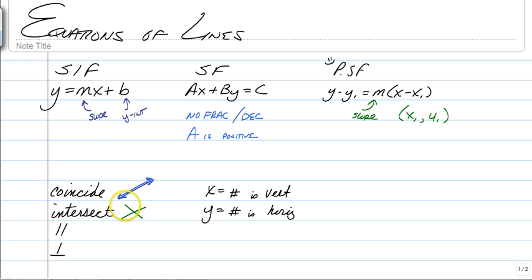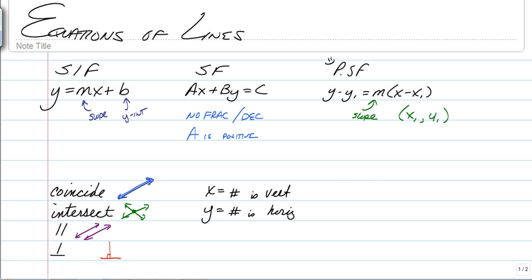Intersecting lines, obviously, they do exactly what it says. They intersect at one point. Parallel lines, we know, are lines that will never intersect. And perpendicular lines are the lines that intersect to make right angles. So those are four different types of line pairs. Finally, x equals a number is a vertical line, and y equals a number is a horizontal line.